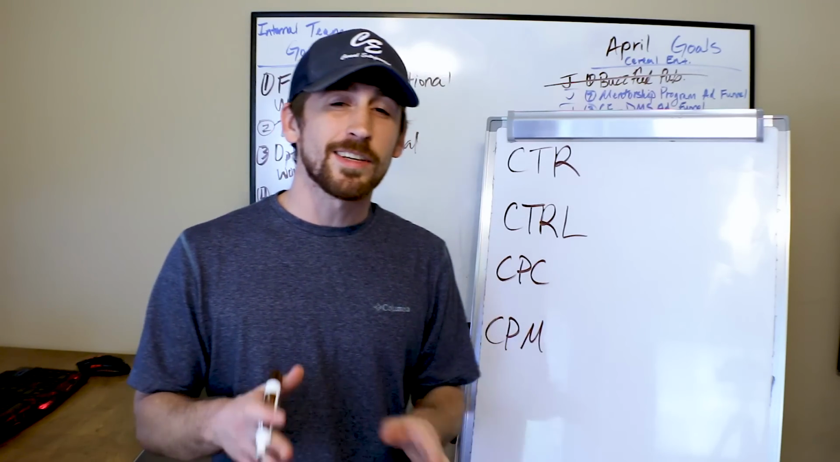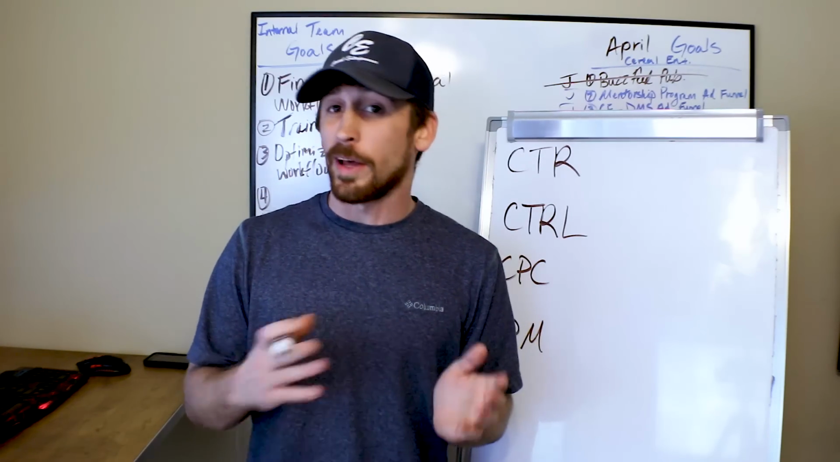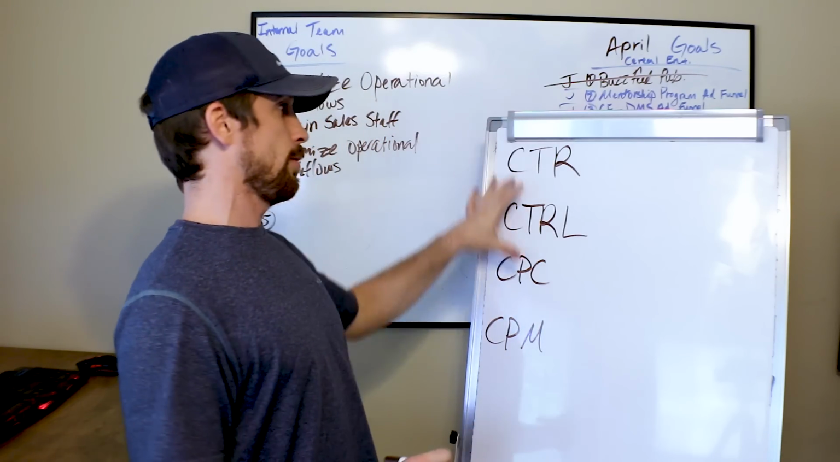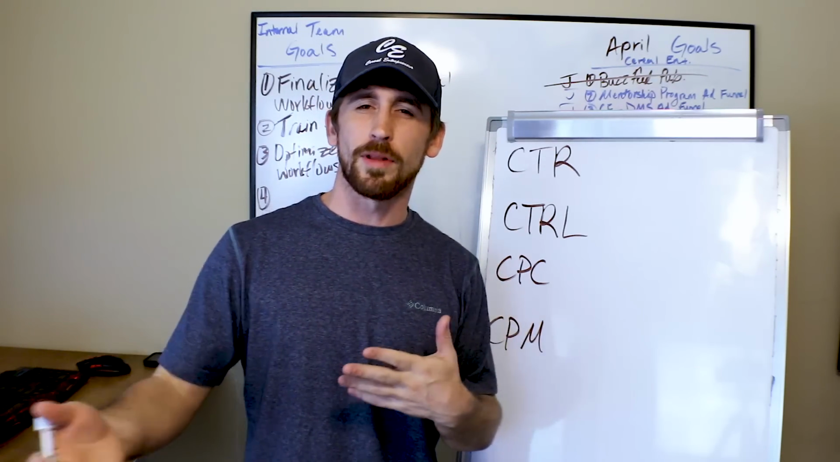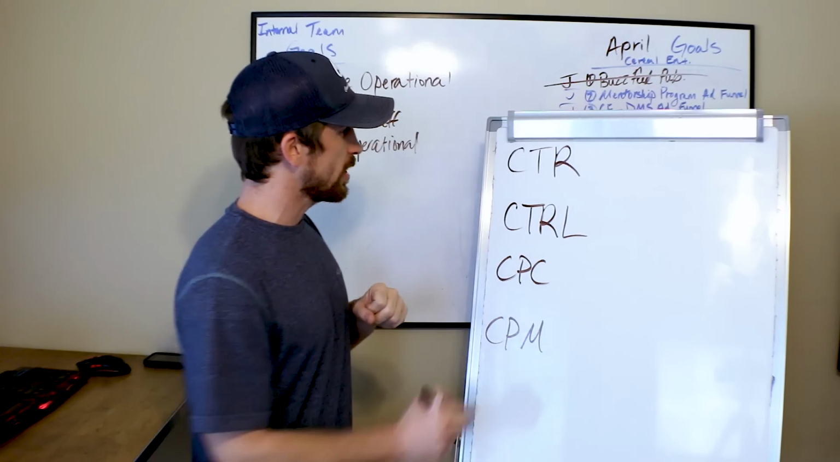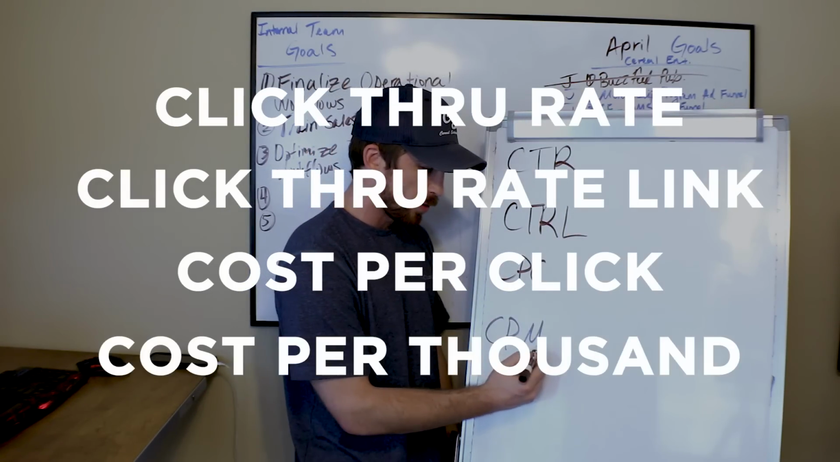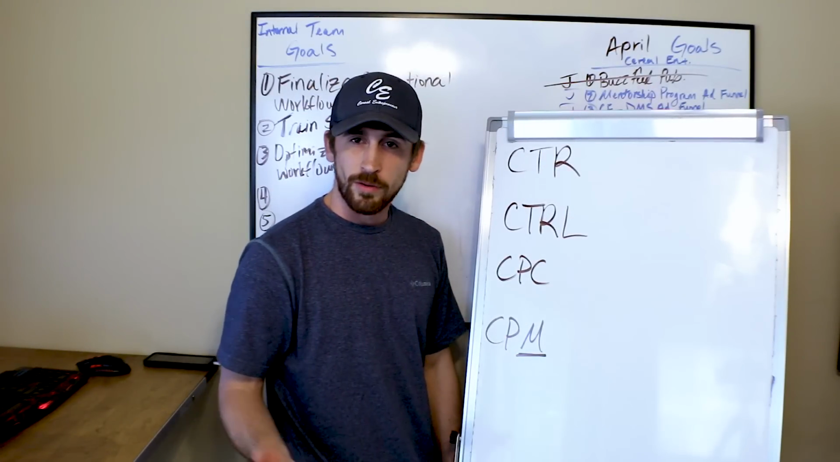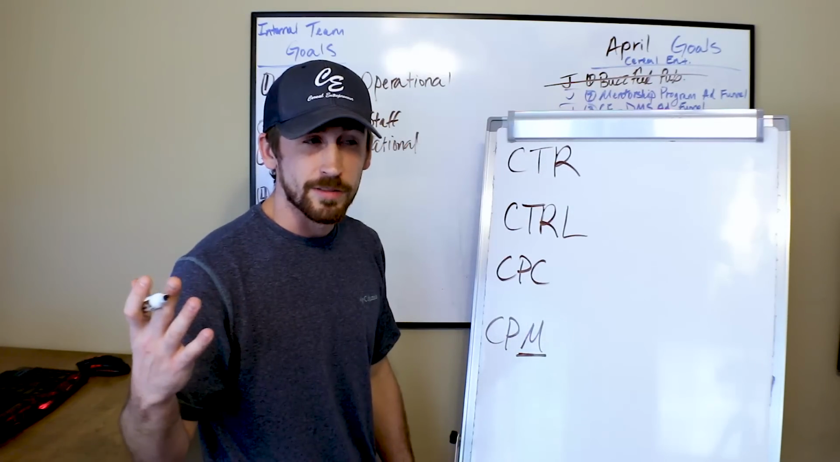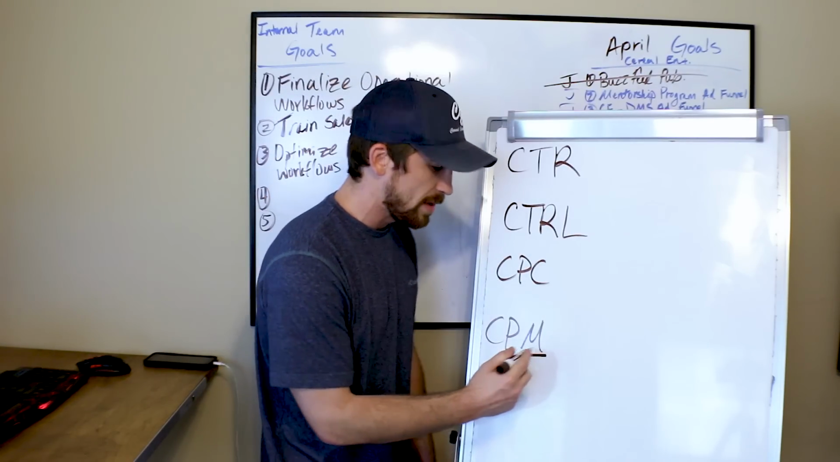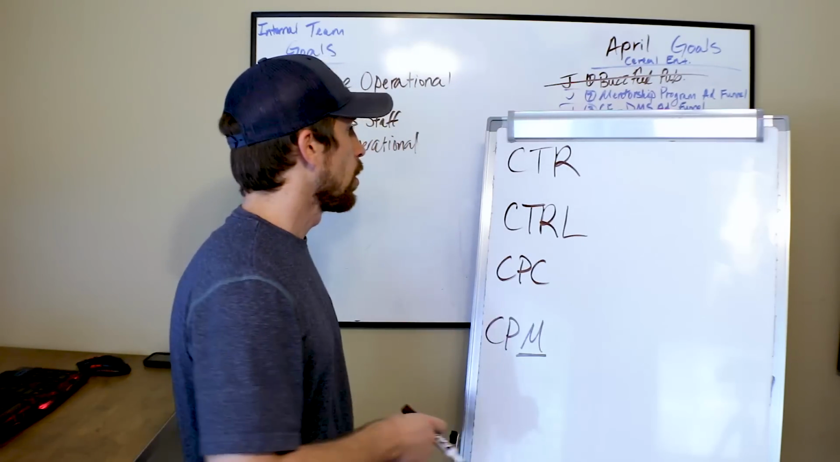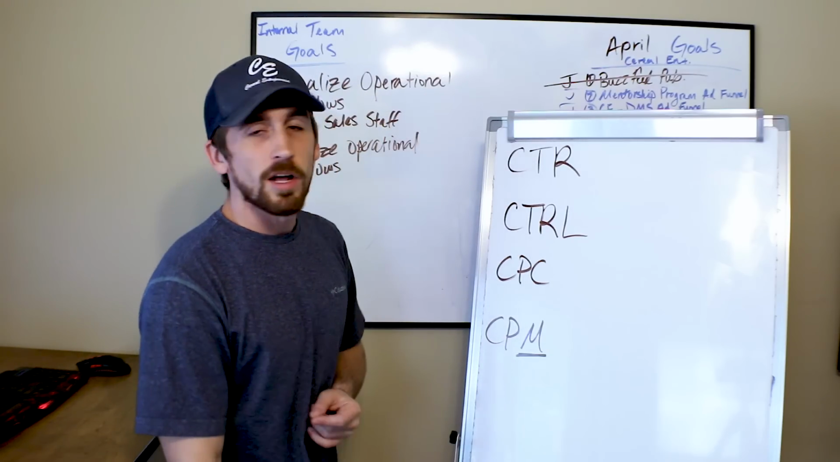Okay guys, so the next thing you want to be aware of with regards to analytics is understanding the little acronyms behind analytics and how they apply to the ads. The next ones we're going to look at are click-through rate, click-through rate link, cost per click, and cost per 1,000. Big thing, I don't understand why the M stands for 1,000, but that's what it means. M is 1,000, not 1 million. Okay? So let's start at the top.